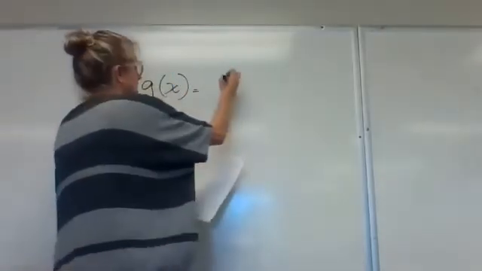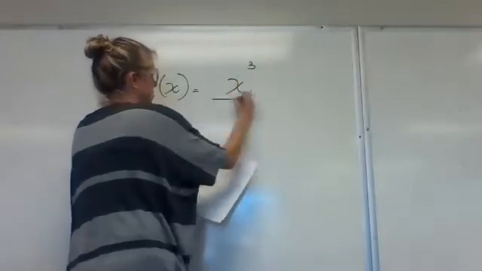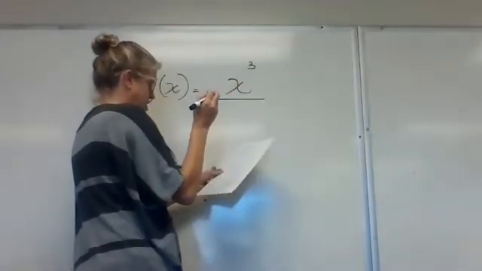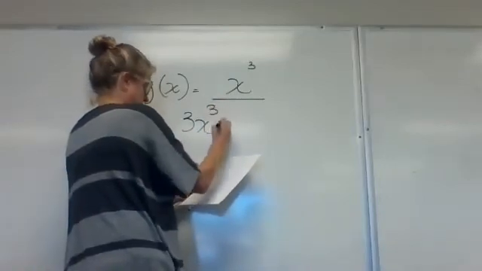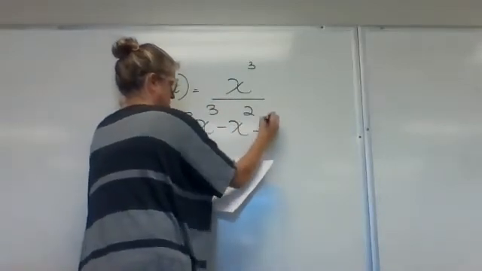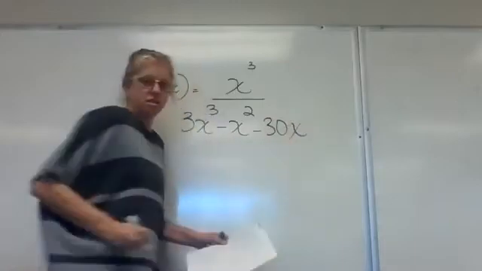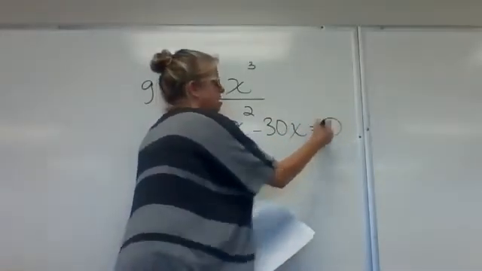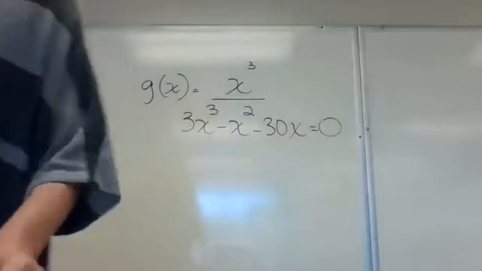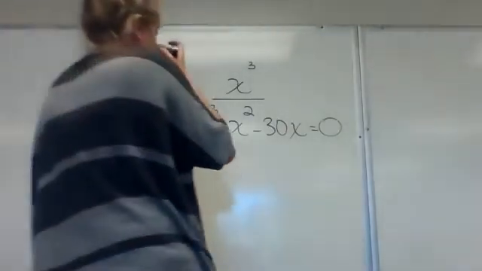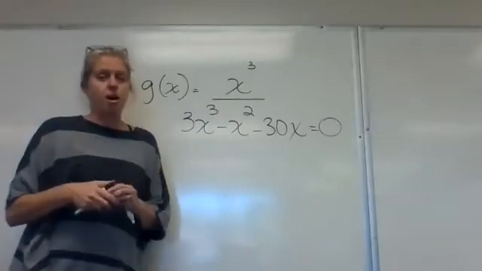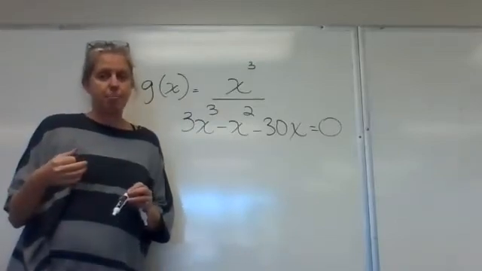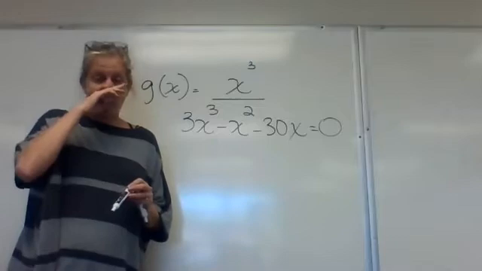G of x equals x to the third over 3x to the third minus x squared minus 30x. So I have to find the zeros of the denominator to find the vertical asymptotes. First thing I noticed is that I have x to the third, so I can't go to quad yet. It has to be x squared.